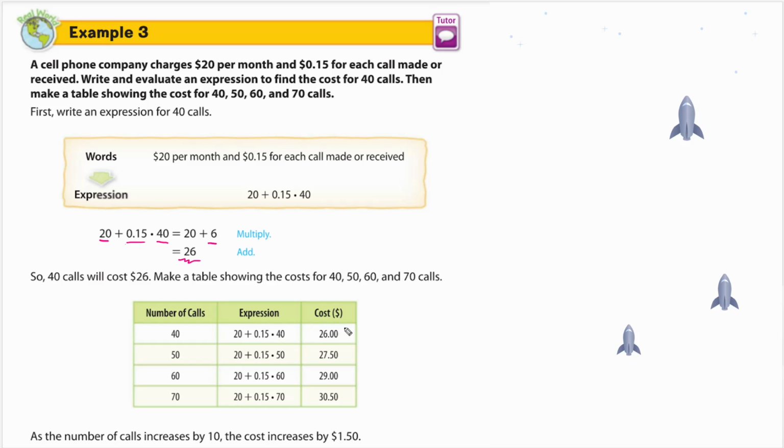And then we can make a table here for all the different number of calls: 50, 60, 70, to give us all these total costs. So as we can see here, there's a pattern emerging. As the number of calls increases by 10, the cost increases by $1.50. Interesting.